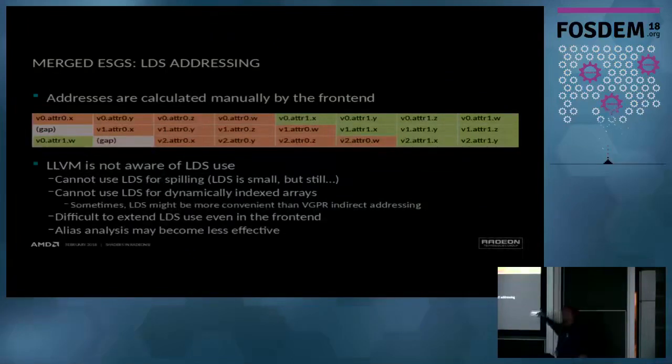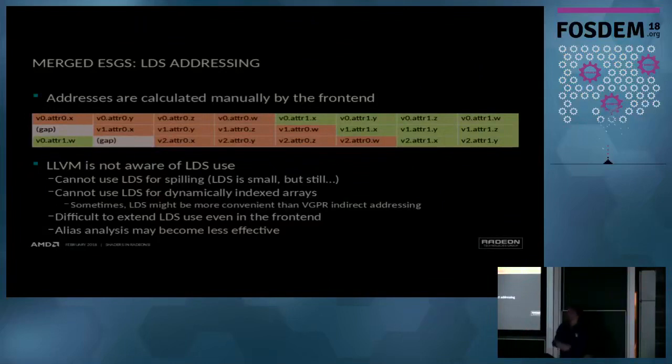But the main problem here is that LLVM does not know how we're using LDS. This means that we cannot use LDS for all sorts of things where it might be interesting to use it, like spilling. Spilling doesn't have such a big application because for every 256 kilobytes of vector memory, we have 64 kilobytes of LDS. But still, maybe there are some cases where it could help.